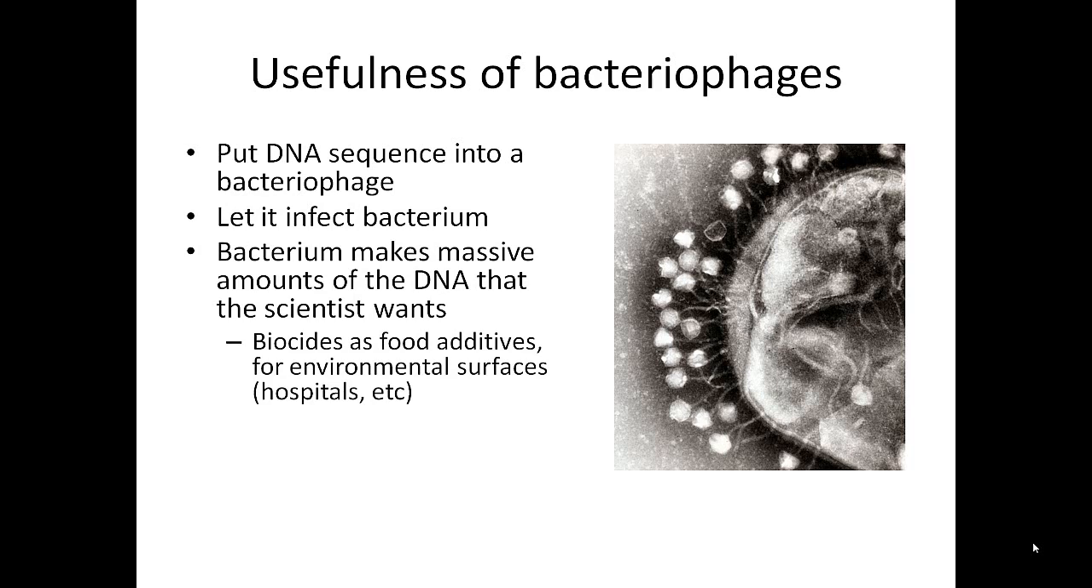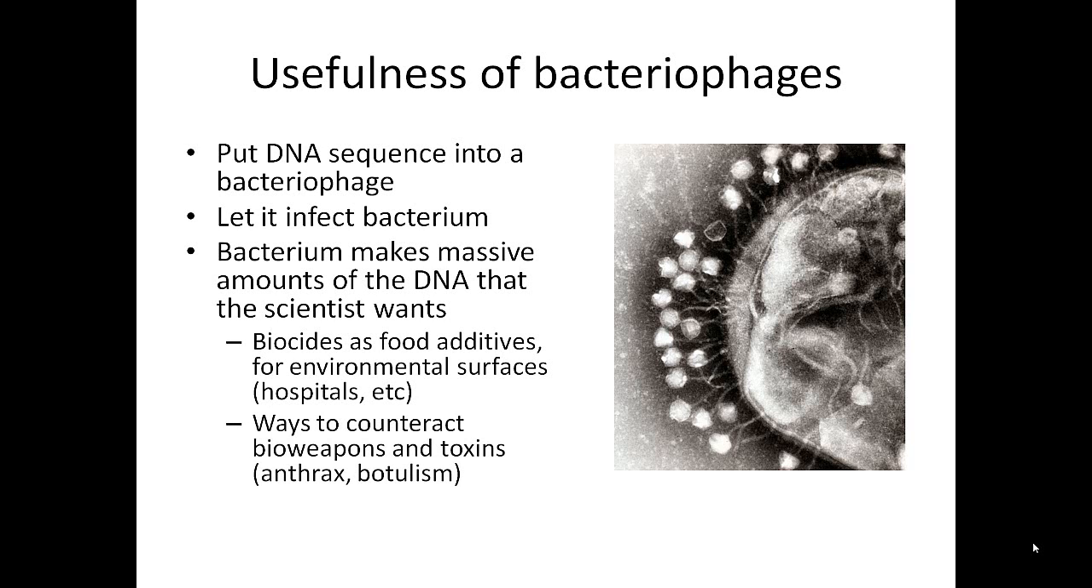So we're finding biocides to be able to put into food to help keep our food safe, and also in different environments like hospitals where bacteria run rampant, and this helps keep the amount down. By having bacteriophages inject certain genes into bacteria, we can mass produce this DNA so we can use it on a big scale like this.